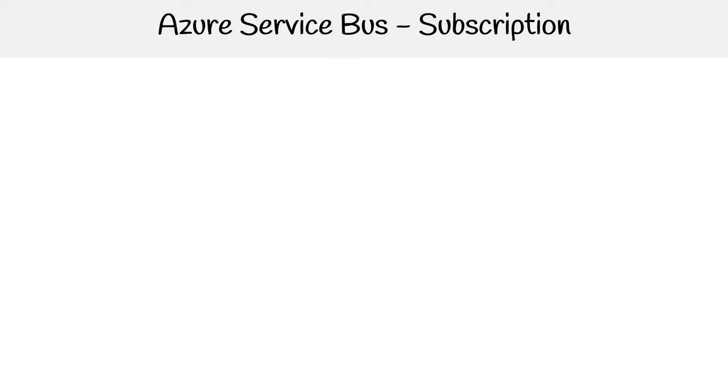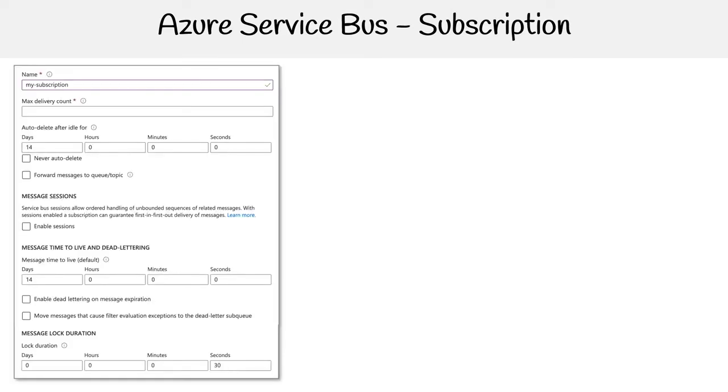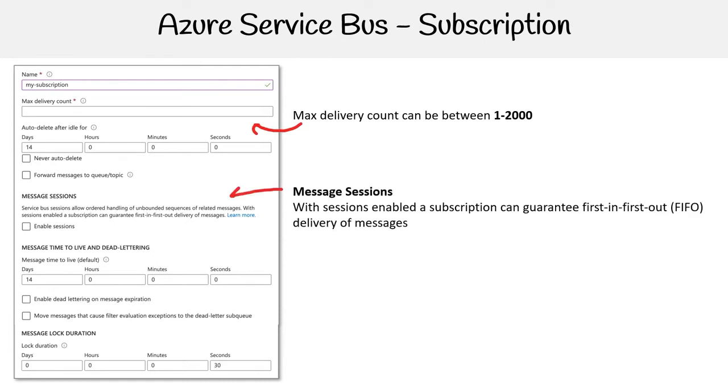Let's take a quick look at subscriptions for Azure Service Bus. I just pulled up the form here because a subscription is just the application that is receiving that information. So you just define one in the interface here, but there are some values that I want to point out, such as max delivery count, which can be between 1 to 2,000. There's also manage sessions. With sessions enabled, a subscription can guarantee first in, first out, so FIFO, delivery of messages. That is where that gets turned on.